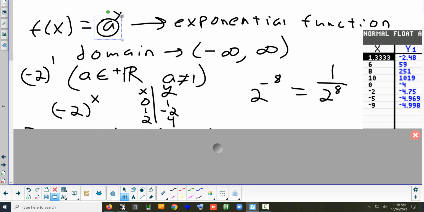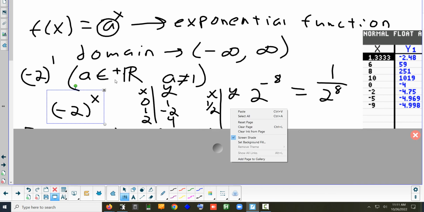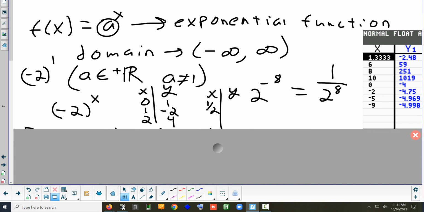even weirder things happen, like if you let x be 1/2. Now you're raising to the 1/2 power. And what does that really mean? That means you're taking a square root. And what's the square root of -2? So now this value is imaginary. So when you let the base be a negative number, really weird things start to happen. If you type this in, you will not even get a picture. So that's why positive real number, but not the number 1, because that would be a constant.